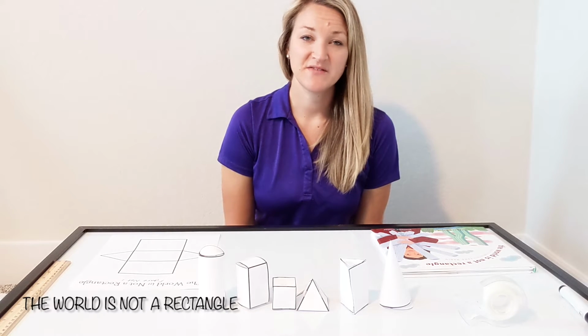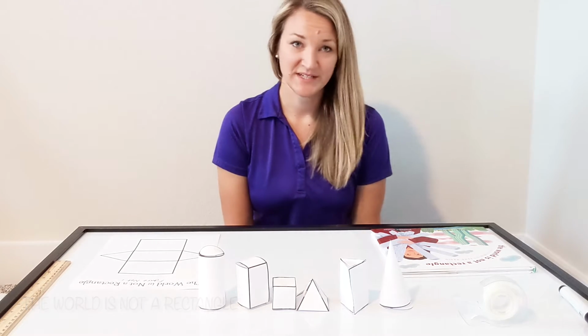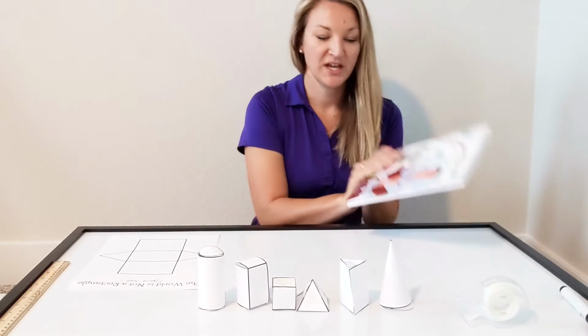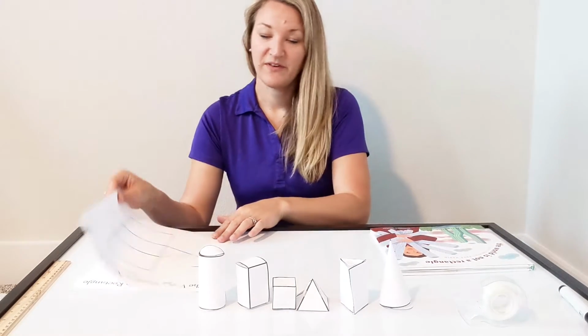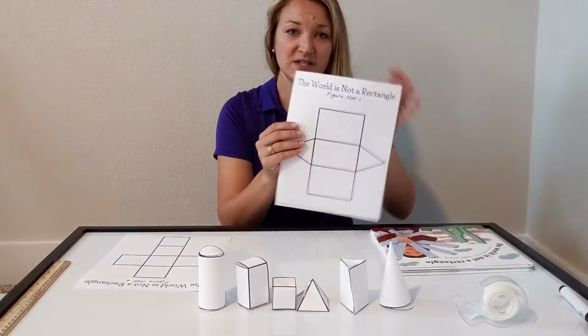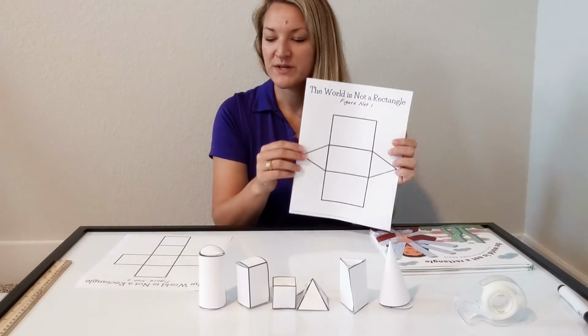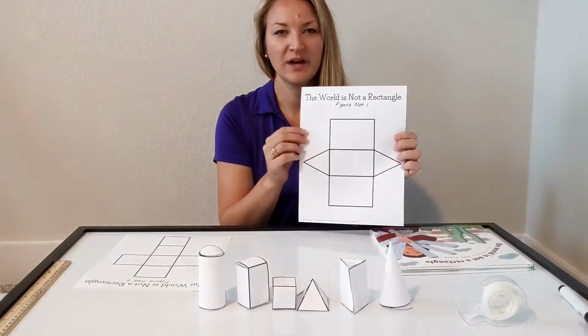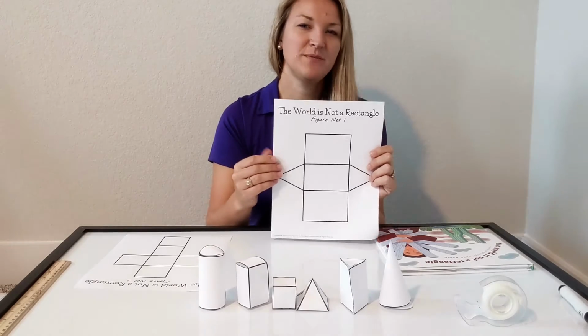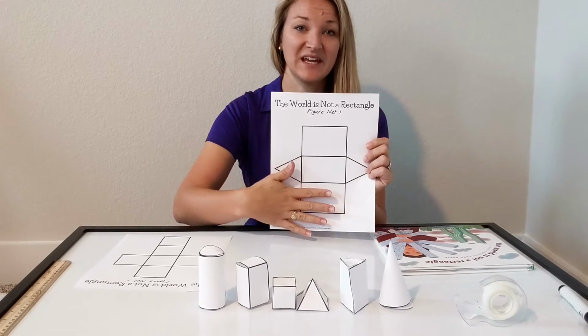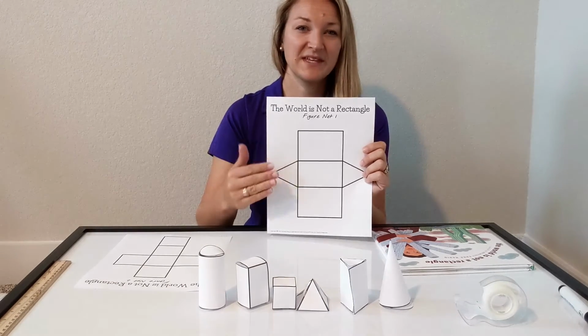Let's talk about the activity called The World is Not a Rectangle, based on the book by Jeanette Winter. You'll begin by passing out a figure net to each pair of students along with some scissors. But what we want students to do first is analyze what they see on the paper and talk about what two-dimensional shapes they see on this net before they begin to cut it out and try to put it together.